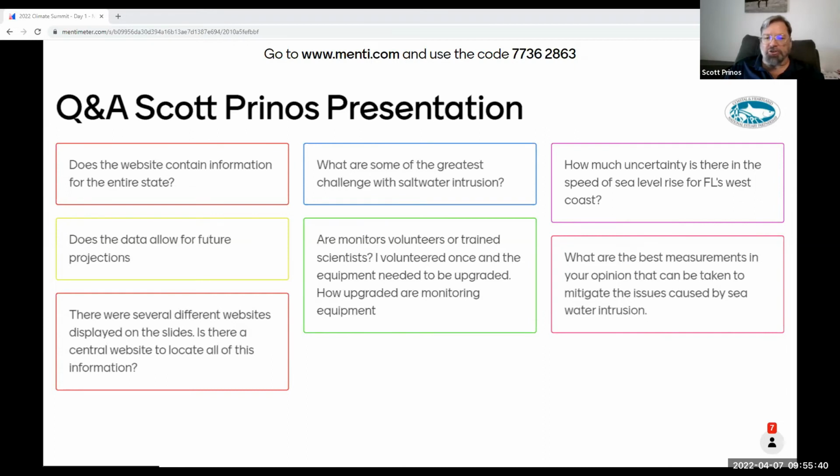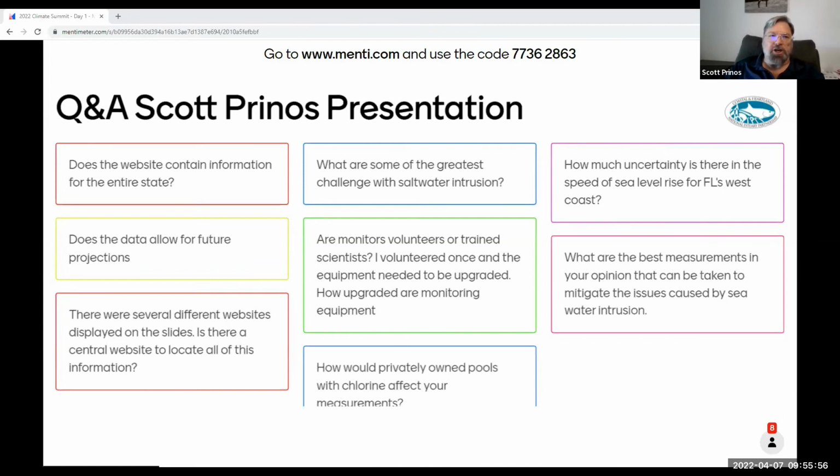Another question is, how much uncertainty is there in the speed of sea level rise for Florida's west coast? I would have to defer to NOAA for that because they monitor sea level rise. So the maps that were shown by the previous presenter, that's a website that NOAA produces showing sea level rise.